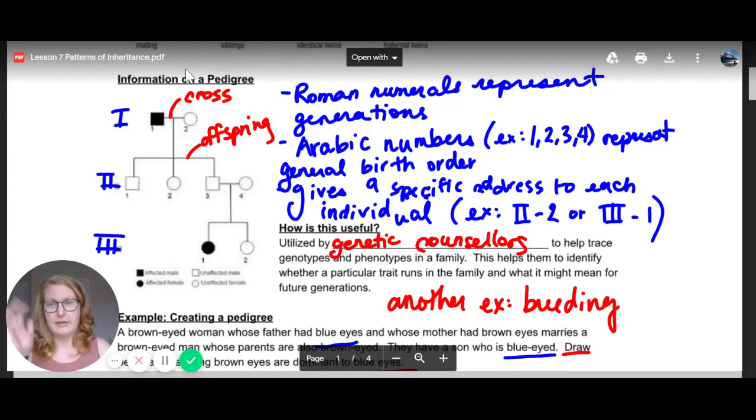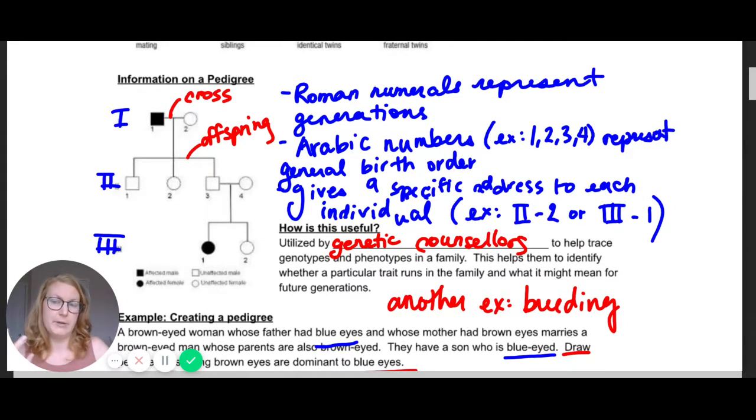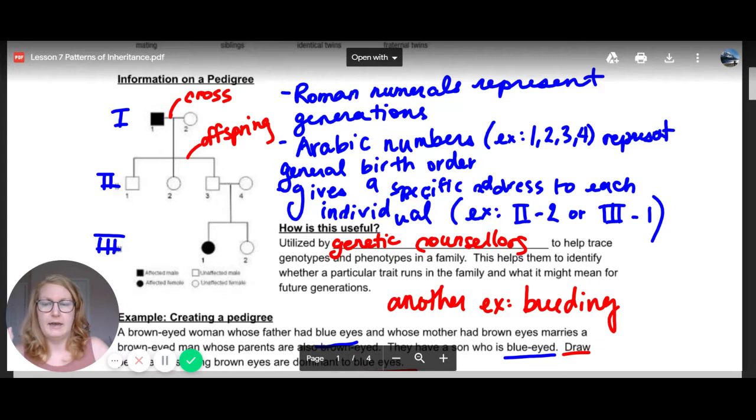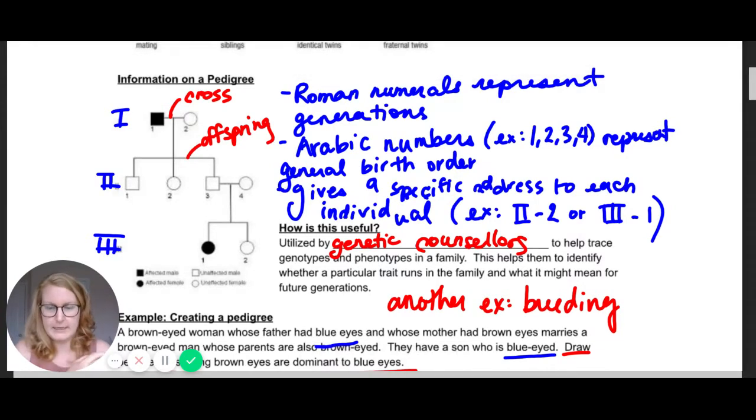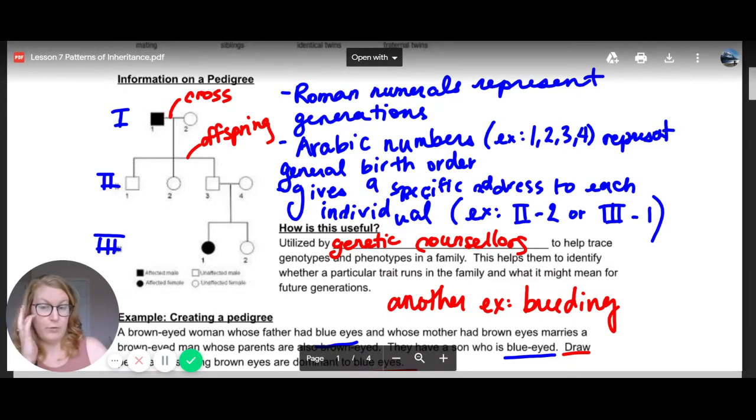Now, I had shown it above. We have a symbol for mating. This line that goes between two people left to right is showing a cross between two people. Lines that go downwards are showing their offspring. Again, here we have a little legend, which is affected versus unaffected. And we will see really soon why that's useful.